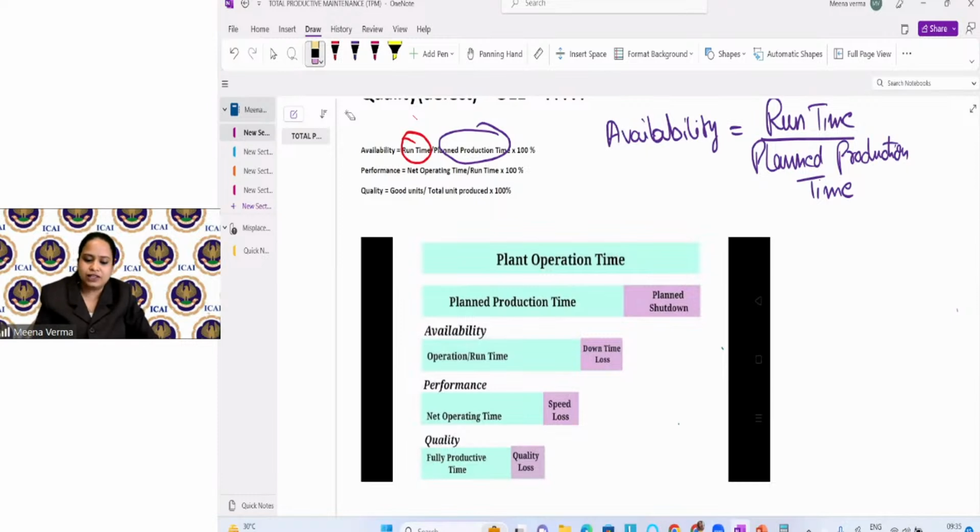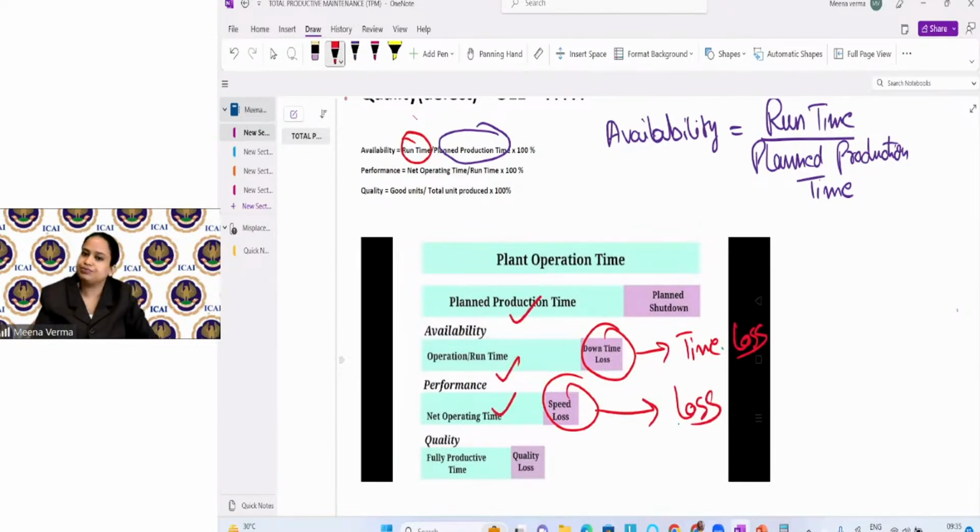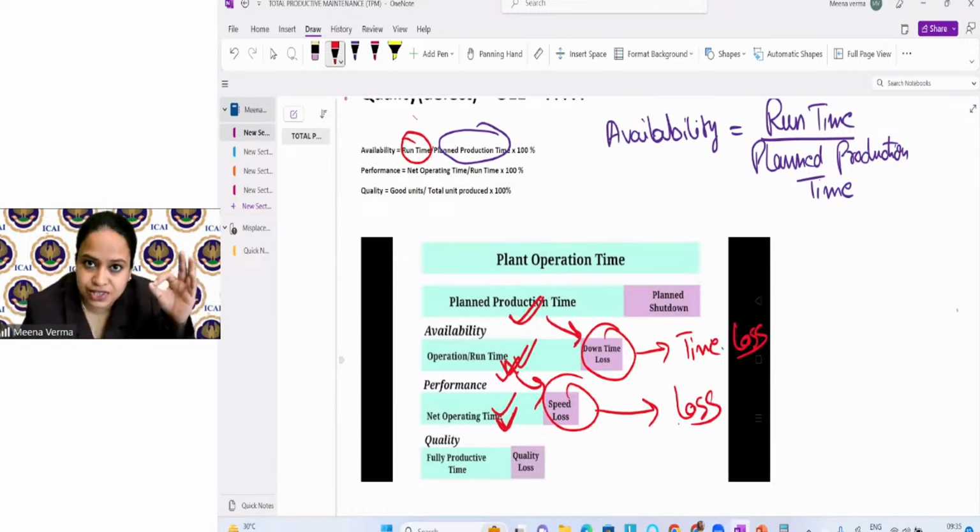And why the difference comes, keep it in mind. First is time loss, and the second is speed loss. Because of these two losses, this difference in time comes. The difference between planned production time and runtime is time loss, and the difference between net operating time and runtime is speed loss. Just remember them. Whatever question they ask, you will find them very easy to answer.